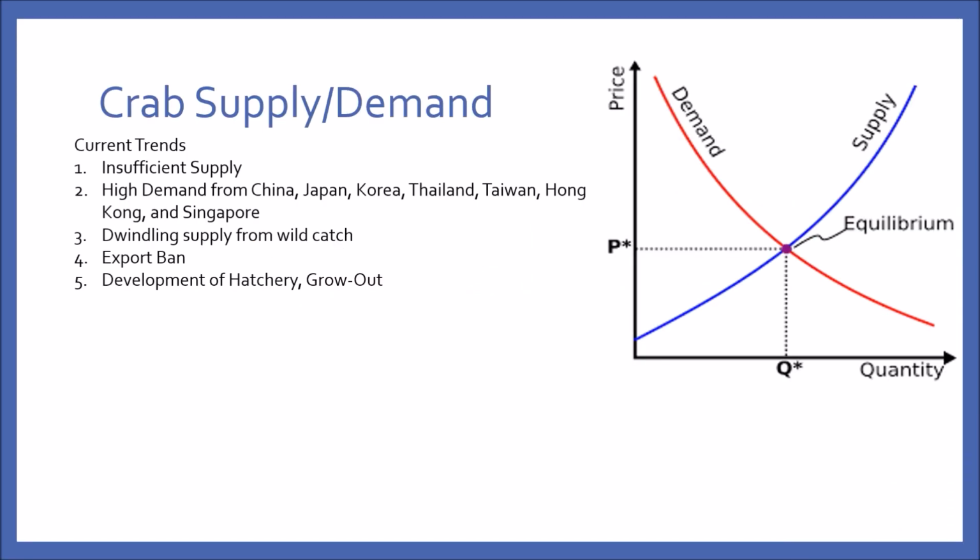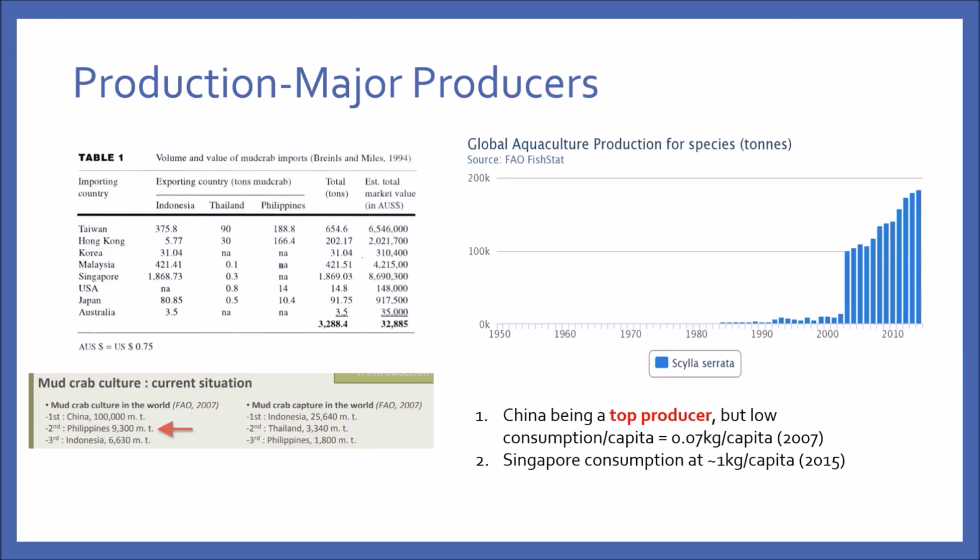So in the current industry, what are the current trends? In general, we see an insufficient supply of mud crabs. Secondly, we see high demand from China, Japan, Singapore, and Malaysia. We also see a dwindling supply from wild catchers, and how the export ban is going to affect some of the supplies we see right now. And the fifth is the current development in hatchery and grow out.